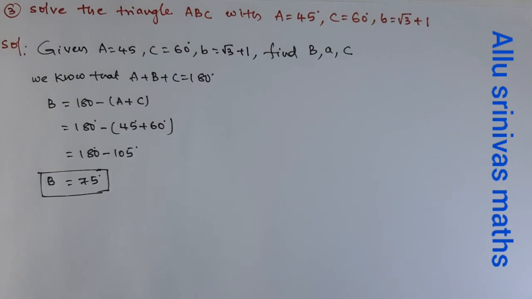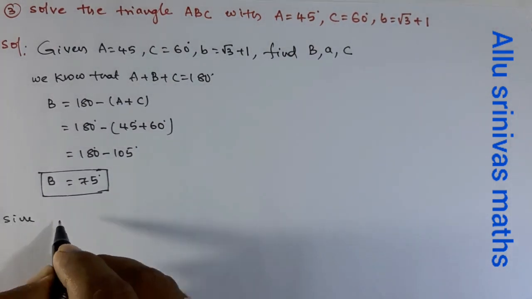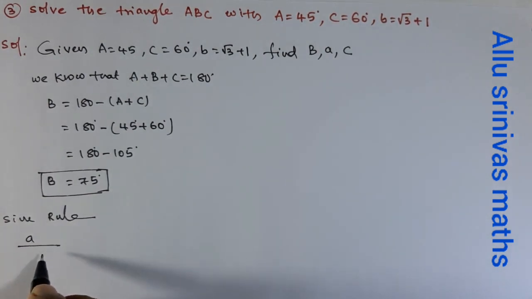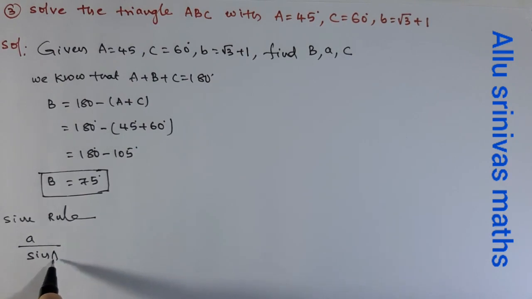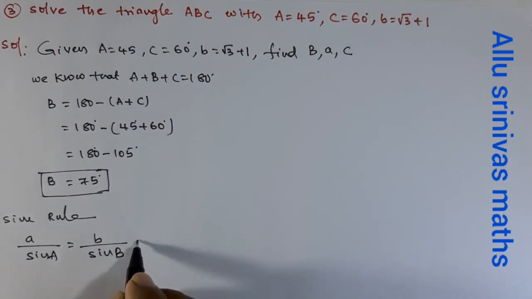Next we have to find the remaining sides by using the sine rule. First you have to write the sine rule formula. A by sine A equal to B by sine B equal to C by sine C. Write the formula. Sine rule. A by sine A equal to B by sine B equal to C by sine C.